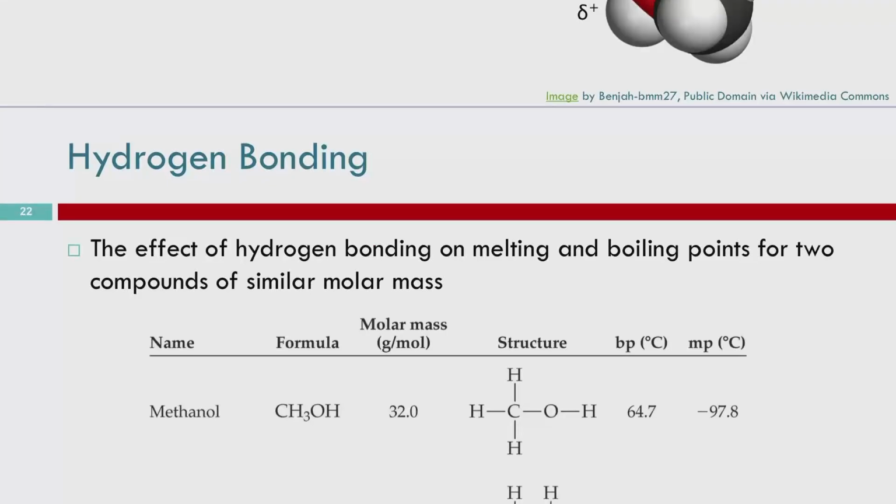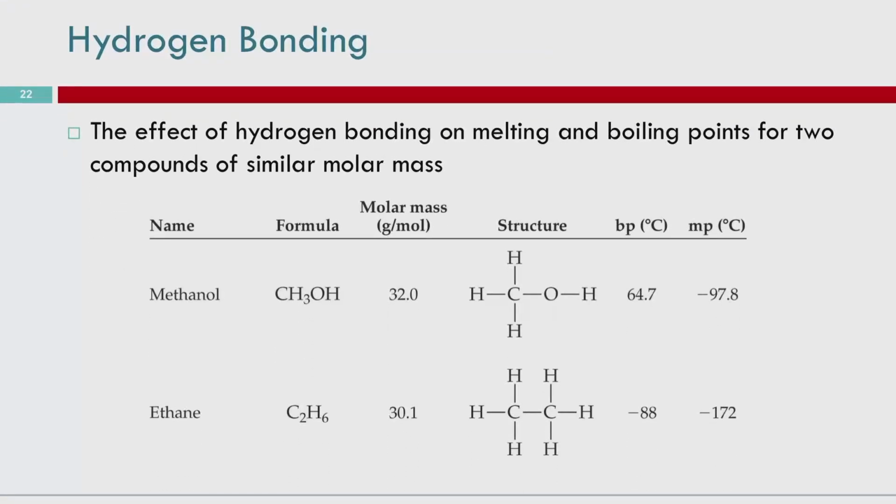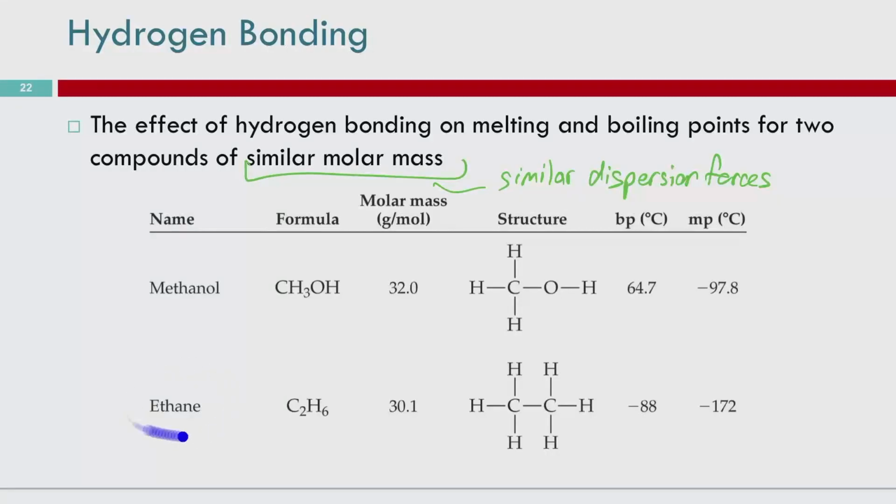If we look at the effect of hydrogen bonding on melting and boiling points for two compounds of similar molar mass, meaning that they have similar dispersion forces, we can see that there's a very large difference between melting and boiling point. So we're using ethane as our comparison point again. Ethane is nonpolar. So this is dispersion forces only.